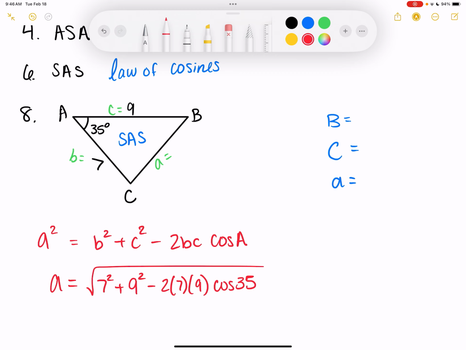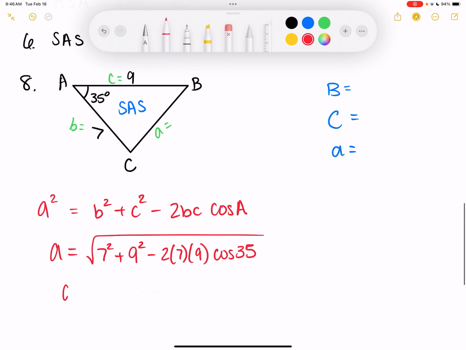You were telling me that was the answer, and I was like, I don't think so. Oopsie daisies. I got 5. Wait, so side A is 5.